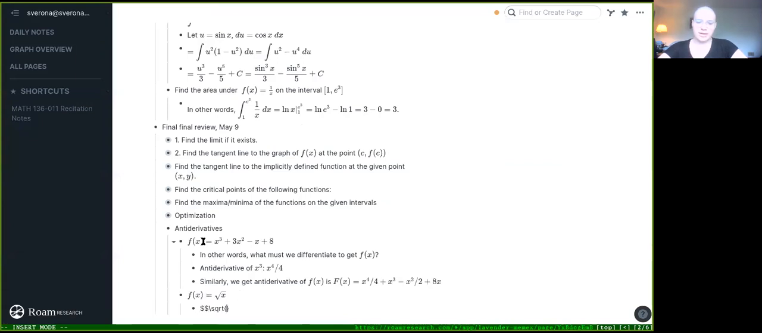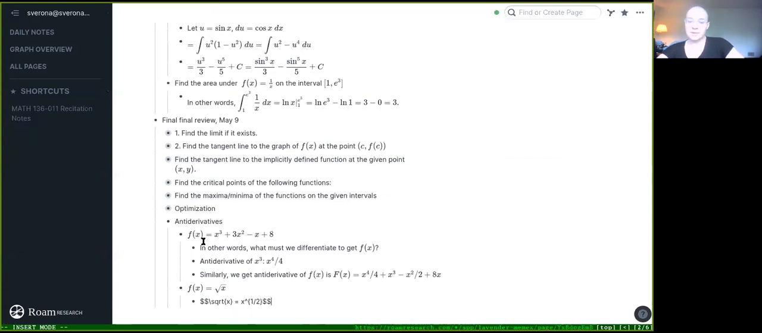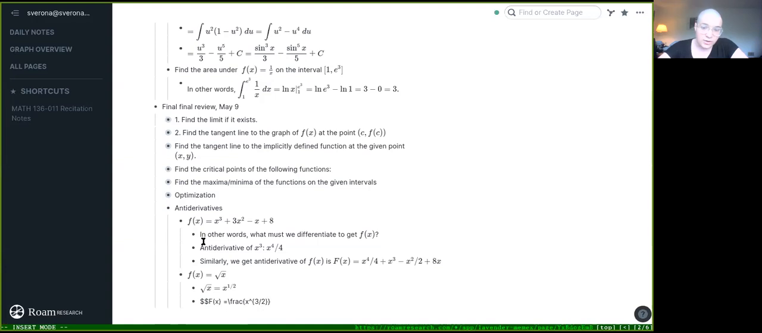So next up, we have square root of x. Immediately, I'm going to note that that's x to the 1/2. And so my antiderivative, I can just use the power rule. So I add 1 to that exponent. 1/2 plus 1 is 3/2. And then I divide by the 3/2.